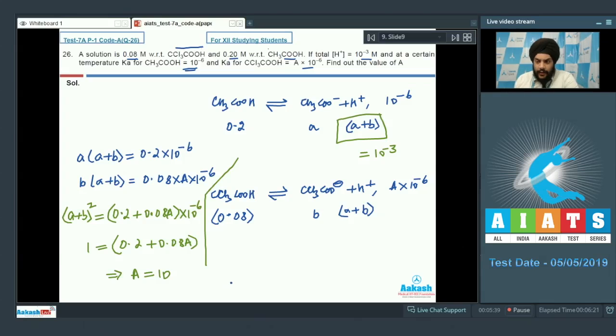So students, we can clearly see that for this question, we have to report the correct answer as 10. Let us look at the next question now.